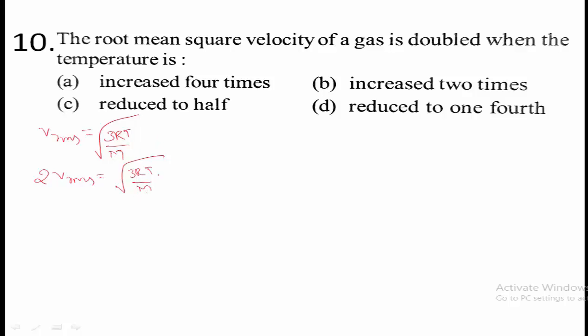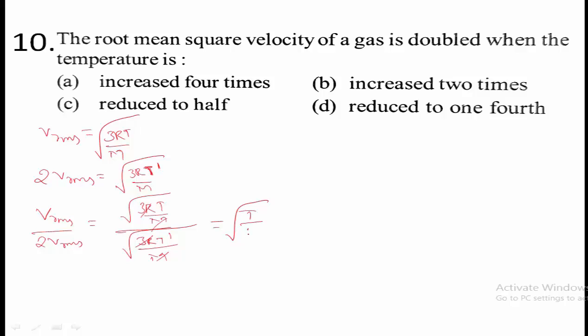Now here the temperature is changed, so let us consider it as T dash, because this temperature you don't know. At temperature T, the RMS velocity is V. At temperature T dash, the velocity is twice, double the RMS velocity. We need to find at which temperature, that is at T dash. So take the ratio, divide: VRMS divided by 2 VRMS is equal to square root of 3RT divided by M, whole divided by square root of 3RT dash divided by M. So 3R and M cancel, and you get square root of T divided by T dash.